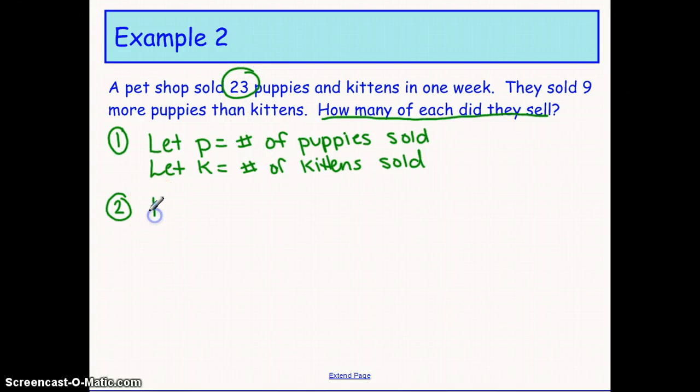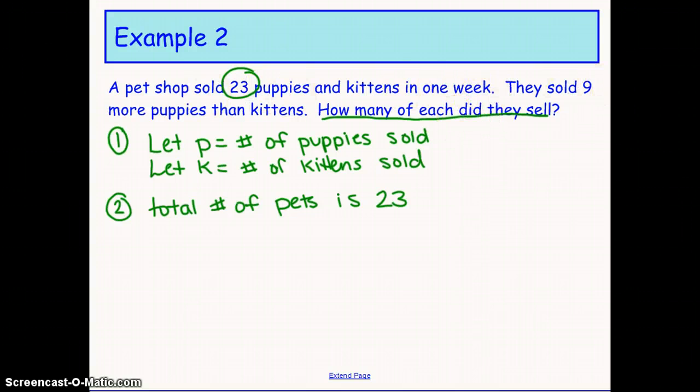So I'm going to say that one piece of information that I know is that the total number of pets is 23. And that's a piece of information that we will later use to write one equation. So there's one piece of information. So that takes care of this first sentence.